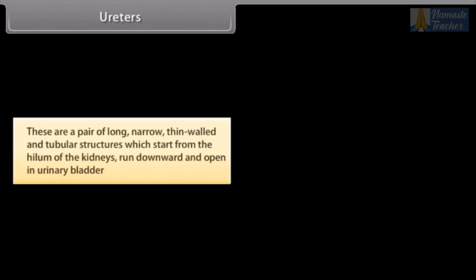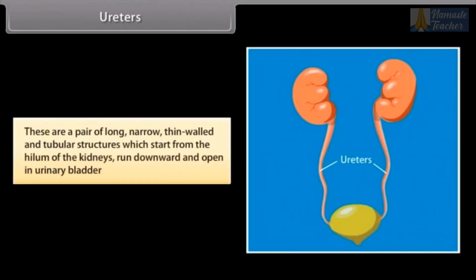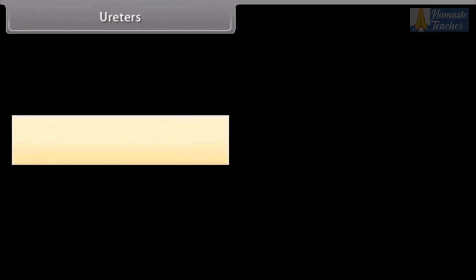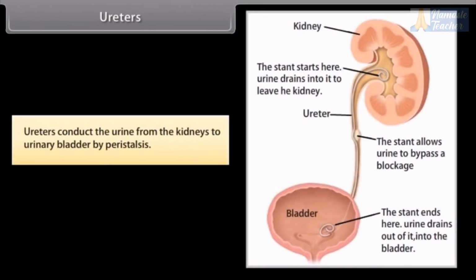Ureters. These are a pair of long, narrow, thin-walled and tubular structures which start from the hilum of the kidneys, run downward and open in urinary bladder. Ureters conduct the urine from the kidneys to urinary bladder by peristalsis.